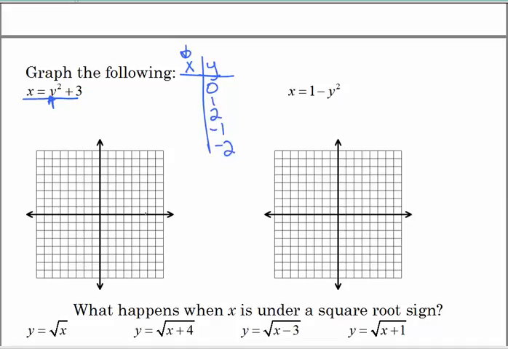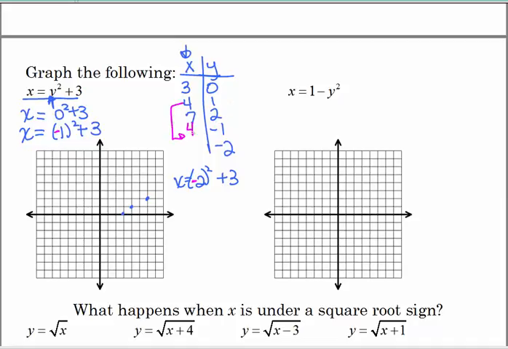All right, so I have x equals 0 squared plus 3. x equals 1 squared plus 3. x equals 2 squared plus 3. All right, so if I plot those points, and then if I plug in -1 and -2, notice you get the same thing. So those are going to match, and these are going to match. And they're not V's, they need to be kind of rounded.